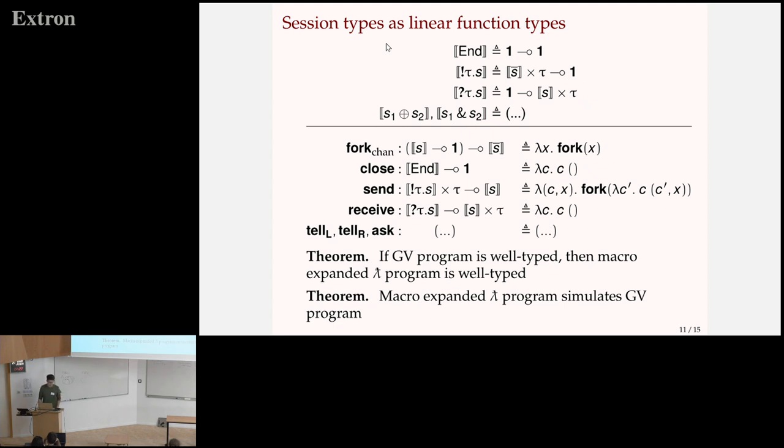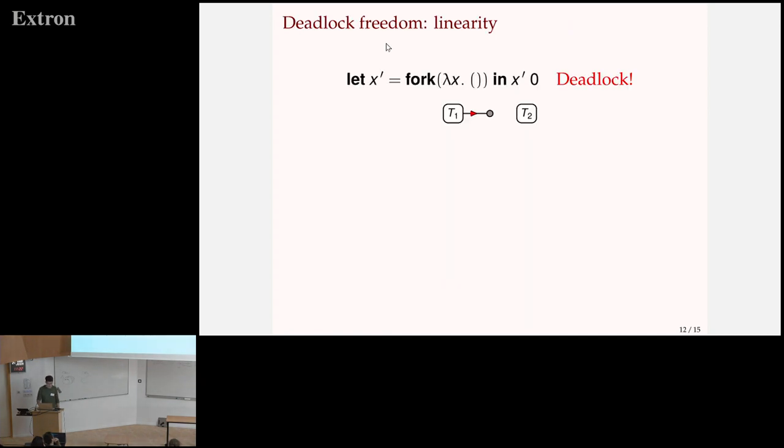And then we can prove in Coq that if the GV program is well-typed, then the macro-expanded program is well-typed, and the semantics of the macro-expanded program simulates the original semantics. So what about deadlocks? One of the important properties of GV is that it's deadlock-free. Well, it turns out that in this setting, it's actually a little bit simpler to see why this is deadlock-free.